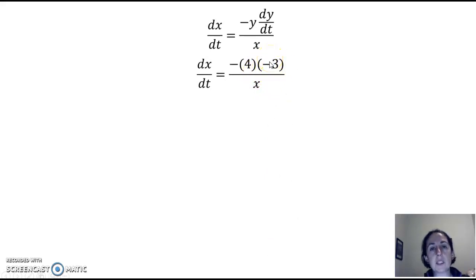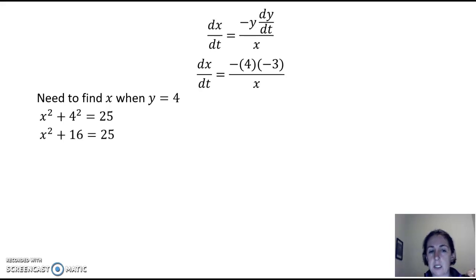But what's the problem here? We don't know what x is. But we're trying to do this when y is 4, and we know that x squared plus y squared equals 5 squared from the Pythagorean theorem, so we can find x when y is 4. x squared plus 4 squared is 25, so x squared plus 16 is 25, or x squared is 9.